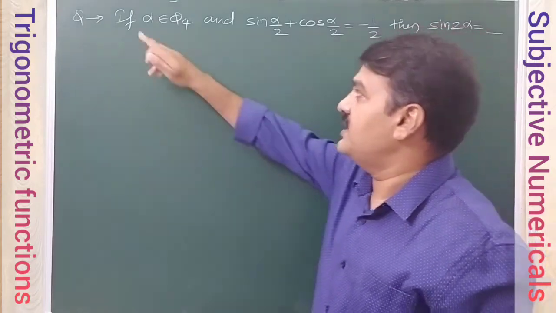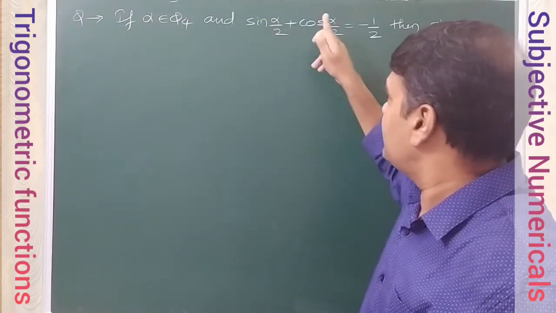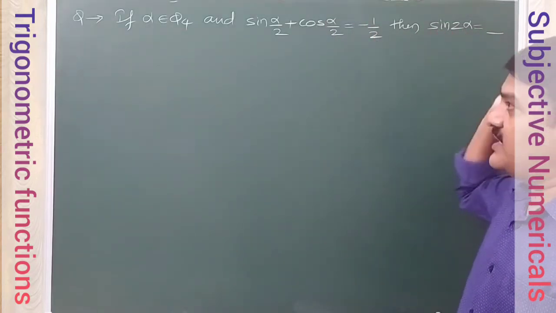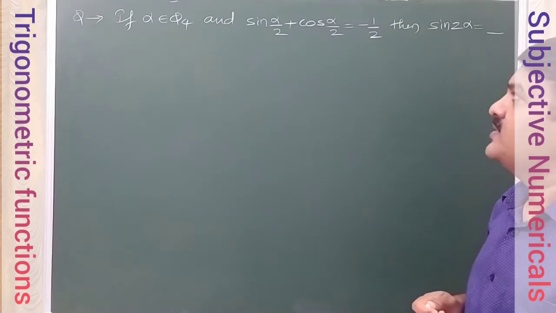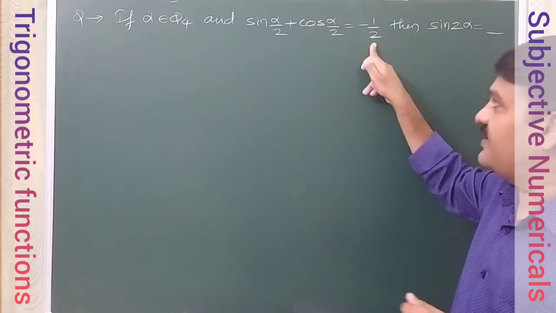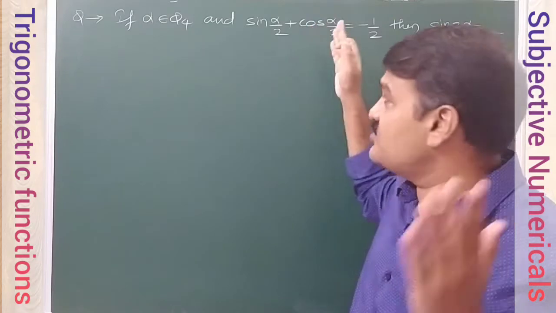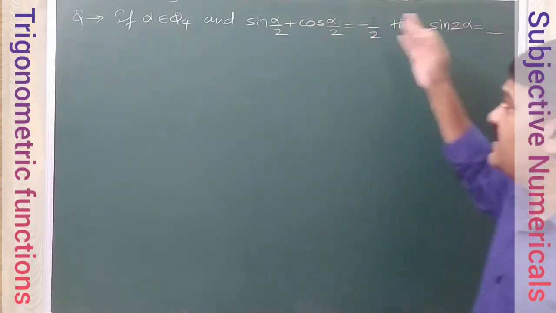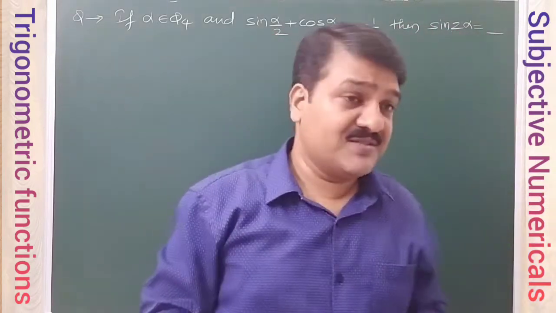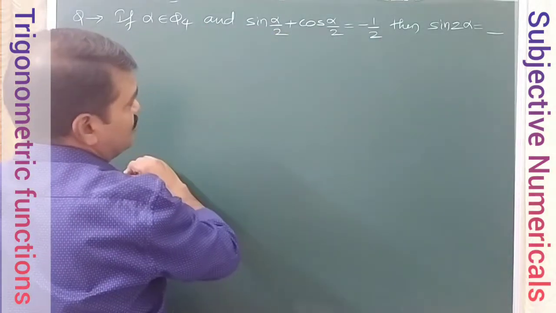So we have a problem like: alpha belongs to the fourth quadrant, and sin alpha by 2 plus cos alpha by 2 is minus 1 by 2. Sin 2 alpha is what we have to find. When we square both sides of this equation, we will directly find sin alpha, and once we get the sin alpha value, it is easy to find sin 2 alpha using multiple-submultiple formulas. So first take this equation, squaring on both sides.